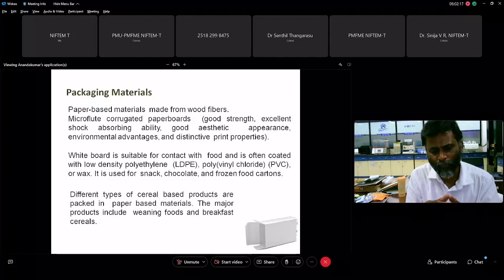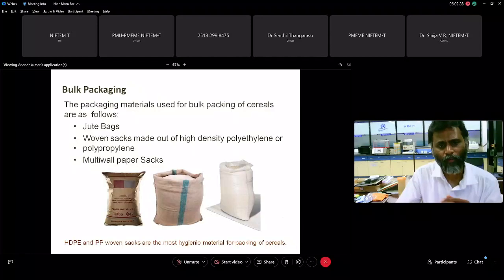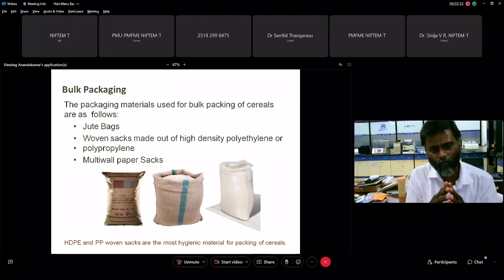Otherwise, if you see the bulk packaging, so this bulk packaging, 50 kg or 100 kg package product, it can be packed in the material. So that is the thing we can see. So here, for example, the bulk packaging. So in bulk packaging, we have this jute bag we are using, our woven sacks we are using. Nowadays you can see PP woven bags with the liner material. So these are all the things we are using in the bulk packaging system.